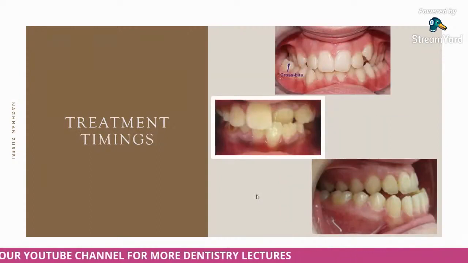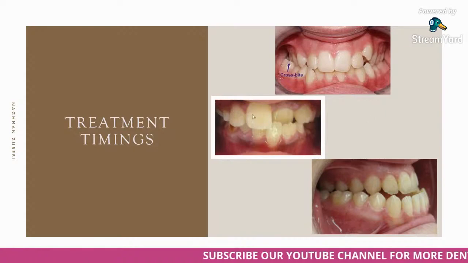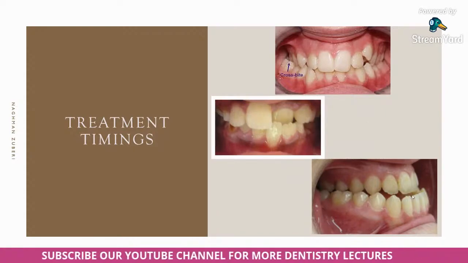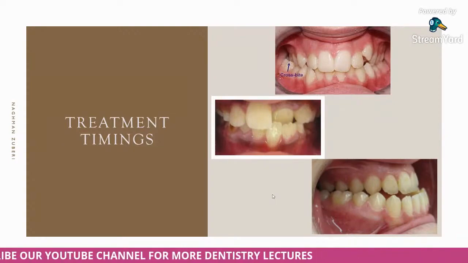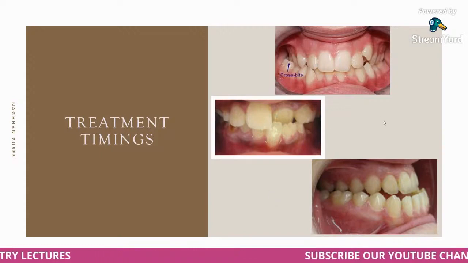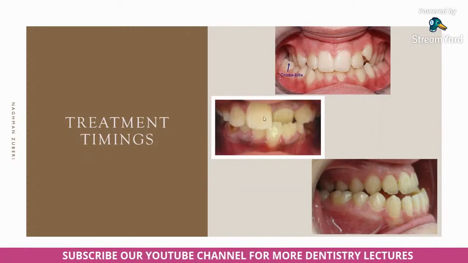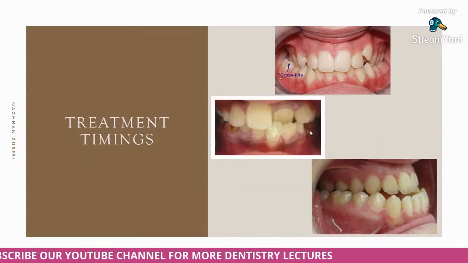In orthodontic cases, usually they show you the picture and they ask you about the treatment timings, whether it is going to be treated immediately, or do we have to wait for the growth to occur, or it is going to be treated at the prepubertal growth spurt, or if it is going to be treated with surgery, or it is going to be treated with the normal removable appliance, etc., etc.